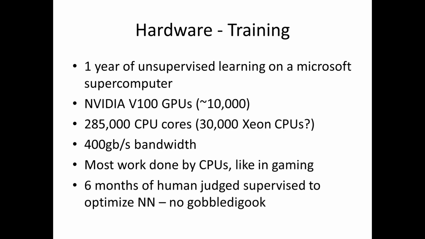It had about 400 gigabytes per second bandwidth, which I think is about, what is that, about 40 Ethernet cables? Maybe I'm wrong on that. It's quite a bit of bandwidth. So most of the work is done on GPUs, just like in gaming. You get a modern game, you're going to find that it needs a fast graphics card more than it needs a fast CPU in most cases.